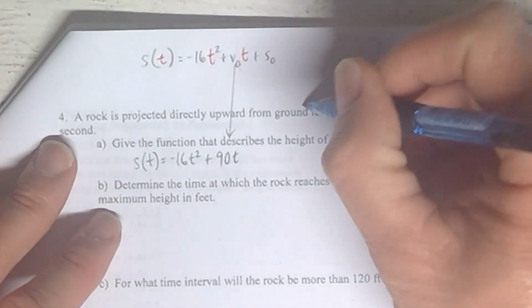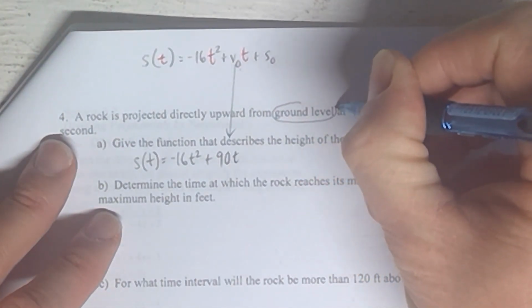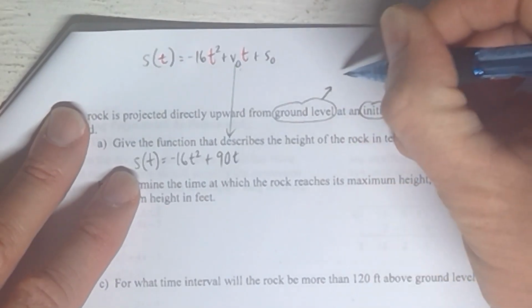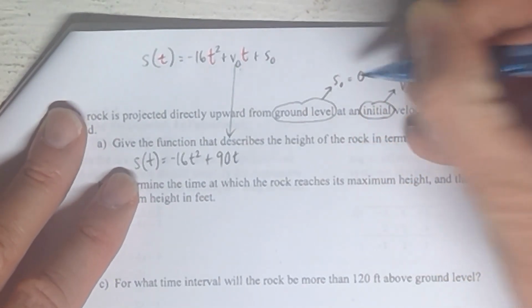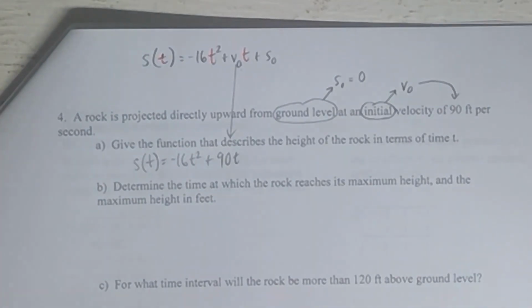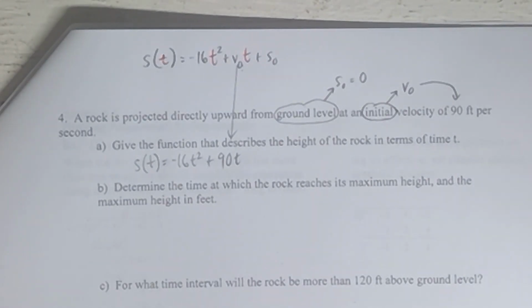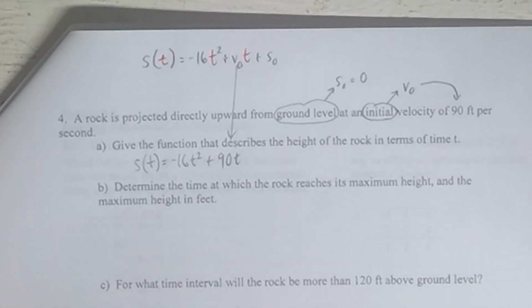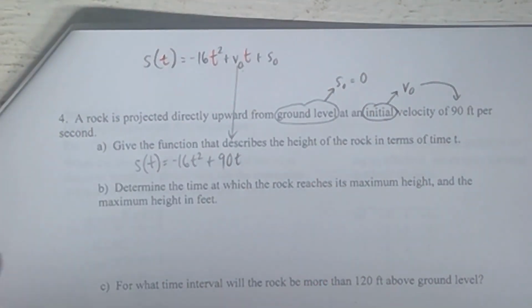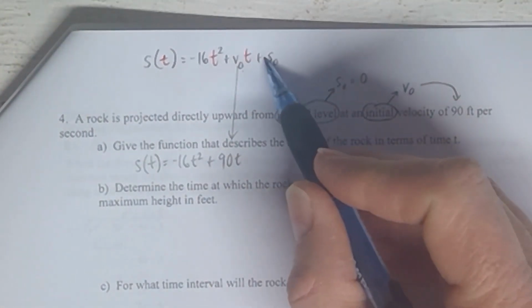Well, because the object takes off at ground level, the S naught will be equal to 0. Now, let's say, for example, somebody had gone up to the top of a 100-foot high building, and then they threw it upward. Well, that would be different. Then this number would be 100. But because it's at ground level, it's 0 feet above the ground, and that's why we say that S naught is 0. Okay. Now, if S naught is 0, then I would put plus 0 right here.